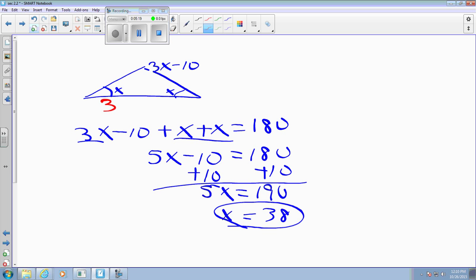Well, this angle up here is 38 degrees. This angle is 38 degrees because they're both x. This one up here is 38 times 3 minus the 10. So 38 times 3 gives me 114. 114 minus 10 gives me 104. Now, if I wanted to check to see if it's correct, I'm going to add them together. I get 76 plus 104 equals 180, so it is correct.